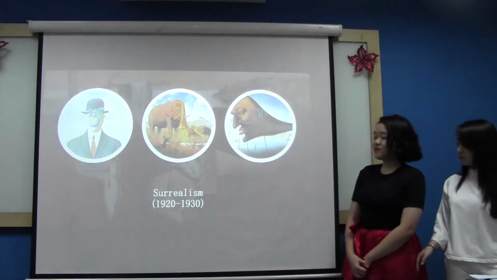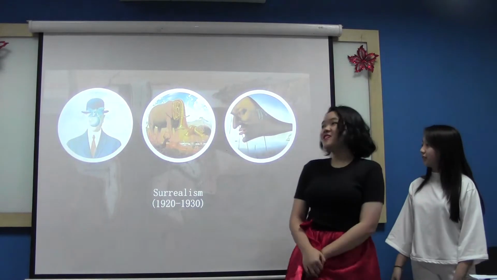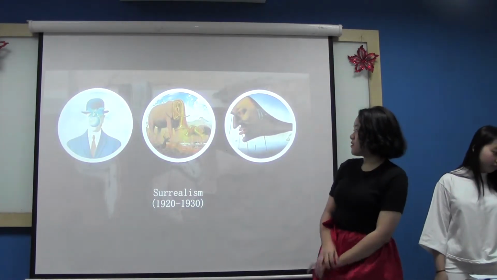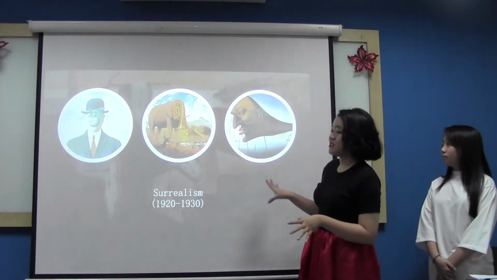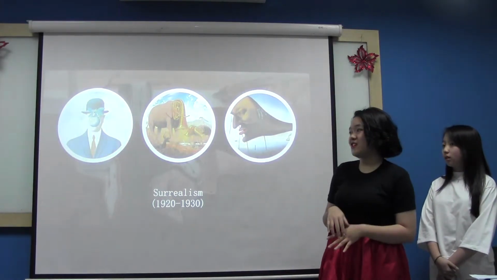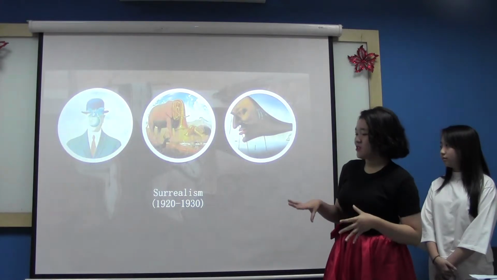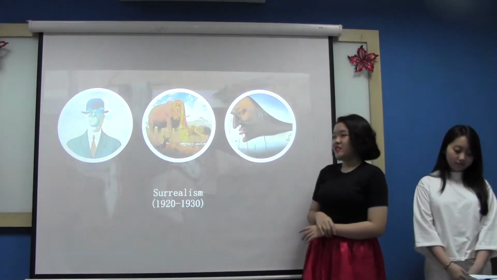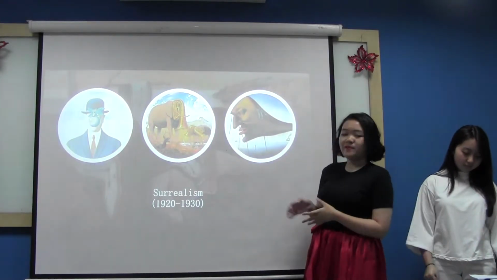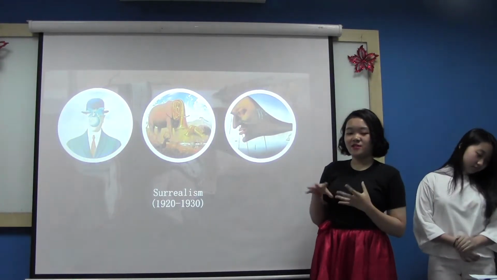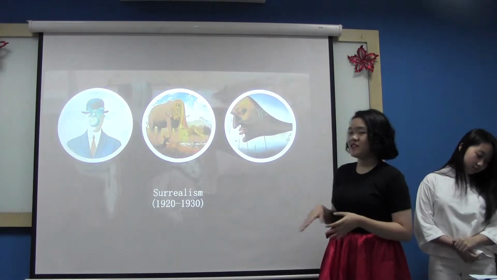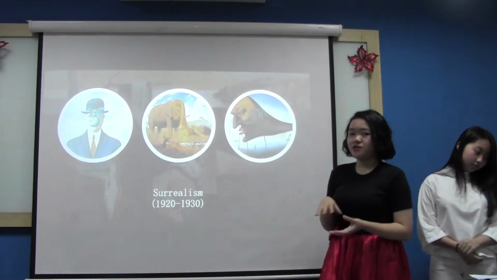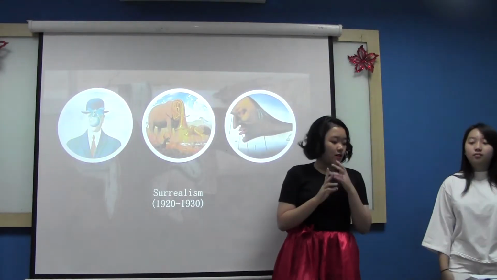So next we're going to talk about Surrealism. Firstly, when you see these kinds of paintings, you might think these paintings don't really make sense. What are they trying to say? What are they supposed to be? Basically, the whole point of surrealism is that it is supposed to depict a random thought or a dream which the artist had.